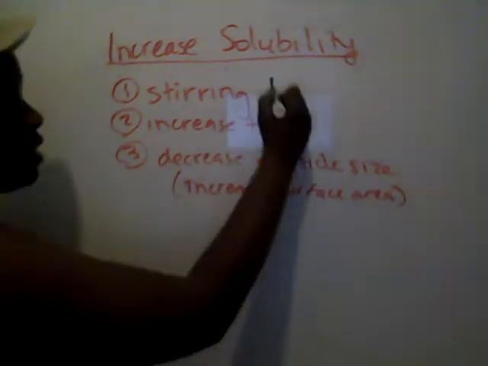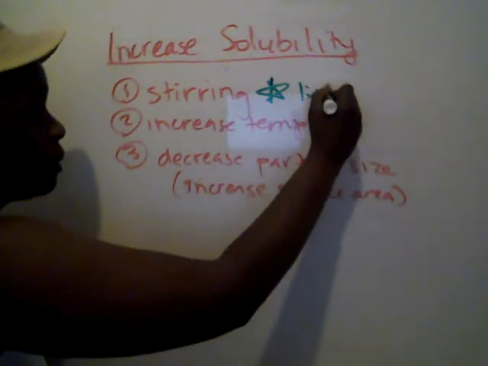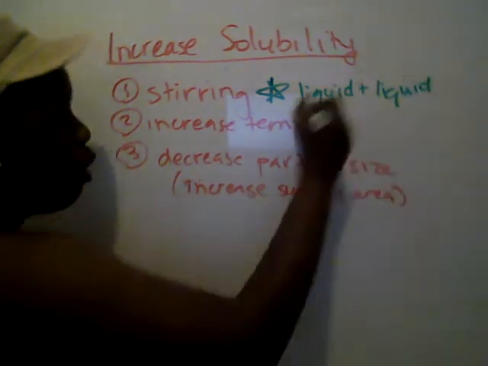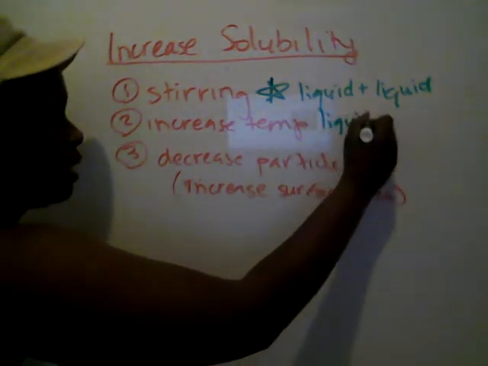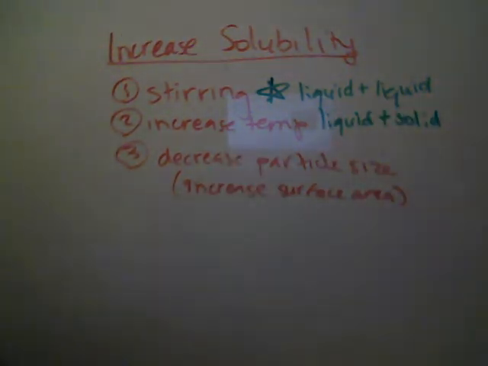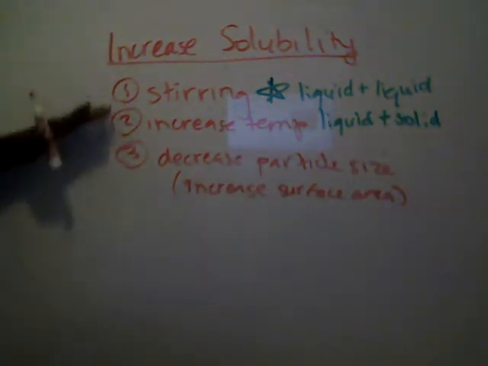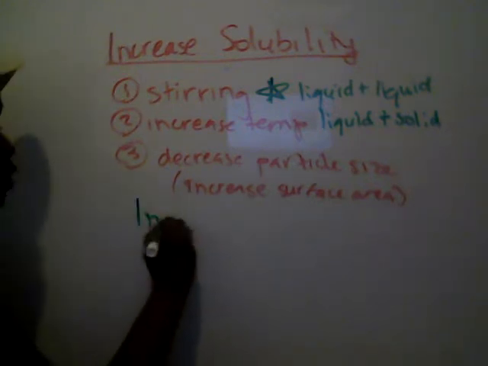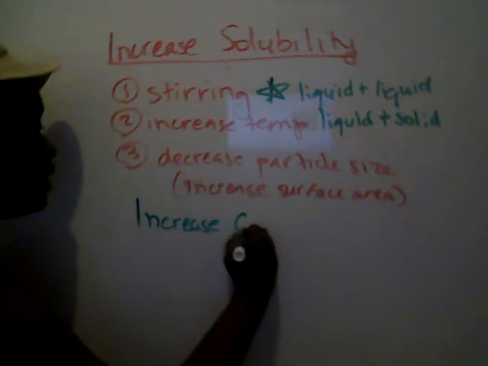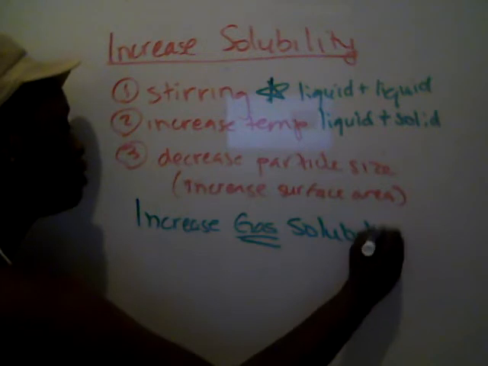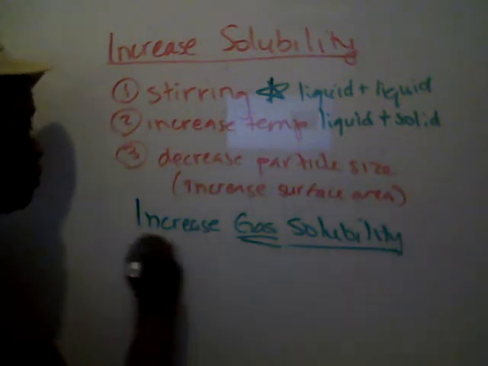Now the important thing is, this is only for liquids and liquids if we're adding 2 liquids together, or for liquids and solids if we're adding a liquid and a solid together. These are ways that we can increase solubility. Now that's not true. These do not apply when we do gases. Now if we want to increase solubility for gases, so increase gas solubility, we have different factors or different things that we could actually do.